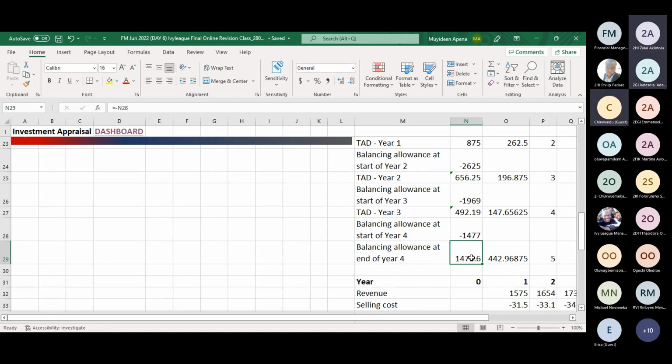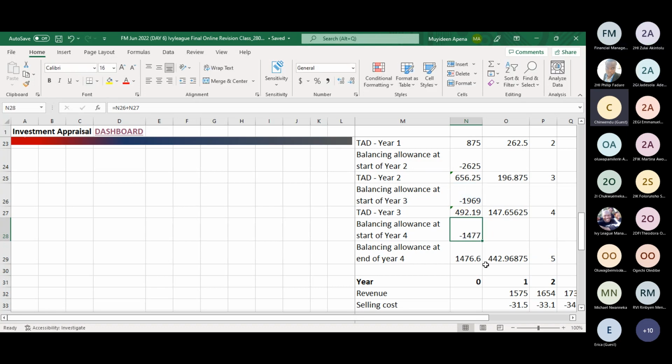Can you see it? How we got it initially? It is the net of these two. That's all I said, net of the two. So this is a total of 1969 as a cost. Then there will be a TAD to be claimed out of it of 492.19. So it gives a balance of 1477. That's what I said.